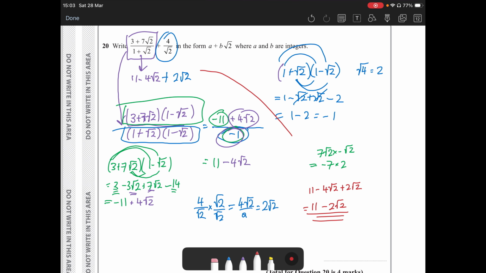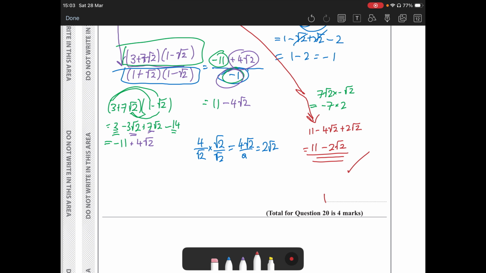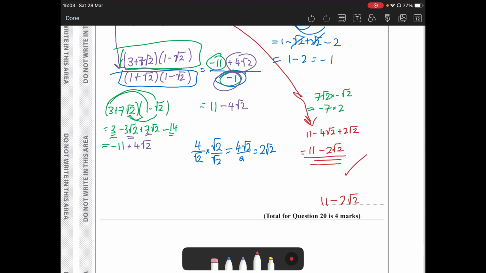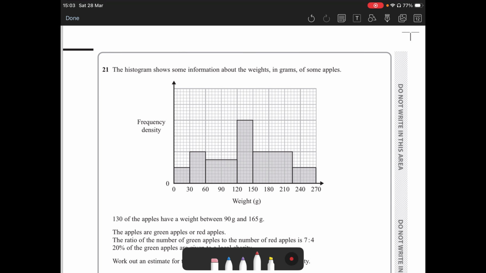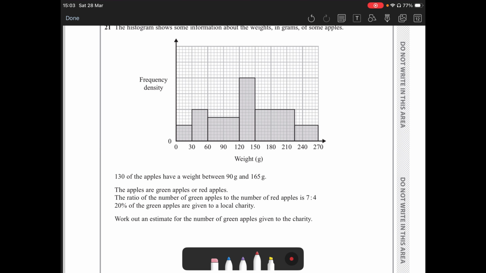So there we go. 11 minus 2 root 2. Let me just make sure that I've done it in the way the question wants. 11 minus 2 root 2. Bam! Love it. Right, we've got, I think, is this the last one on the paper? Yes, it is. Let's wrap things up.